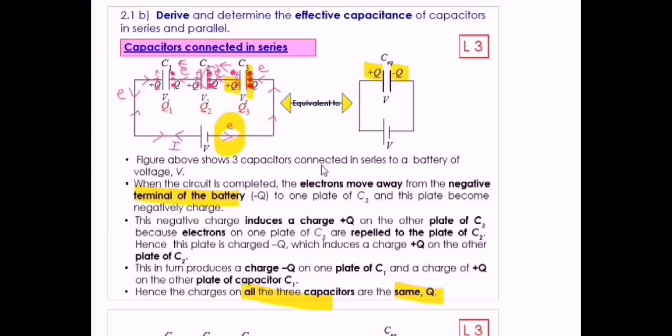Okay, so this is for capacitors connected in series. So all charges of three capacitors are the same. The most important concept is we should know when the electrons are collected here, it will repel the electrons on the other side of the plate, causing the electrons to move to the other plate and causing this plate to be positively charged.